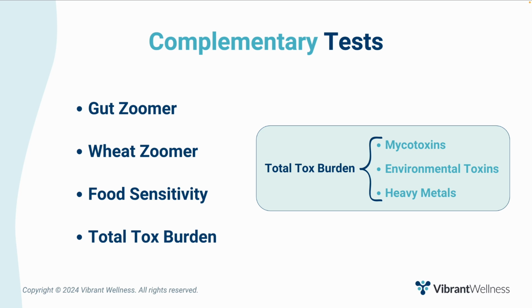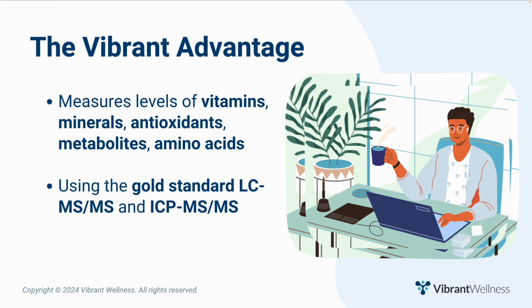Toxins increase utilization of many nutrients, as antioxidants are upregulated to quench free radicals from toxicant exposure, and also, in a catch-22, poor nutrient status can increase intestinal permeability and impair detoxification pathways, which, in turn, can increase total toxic burden. In summary, Vibrant's whole blood nutrient profile measures levels of vitamins, minerals, antioxidants, metabolites, and amino acids using gold standard LC-MS-MS and ICP-MS methodology, helping you uncover the root cause of your patient's symptoms so you can create personalized treatment plans to resolve their nutrient deficiencies, address chronic conditions, and improve their overall health.